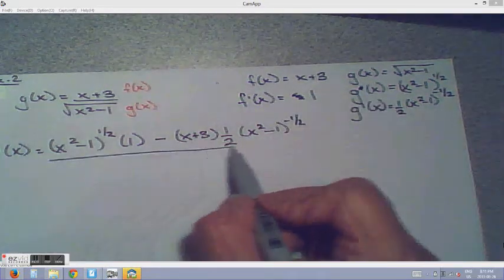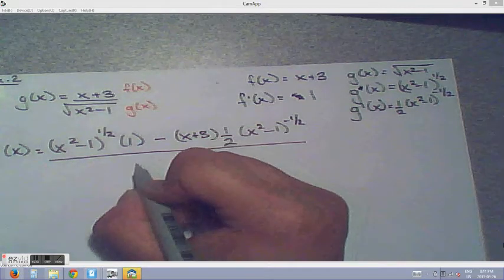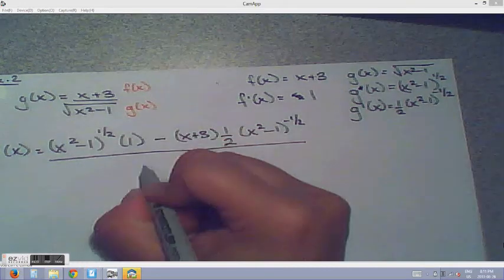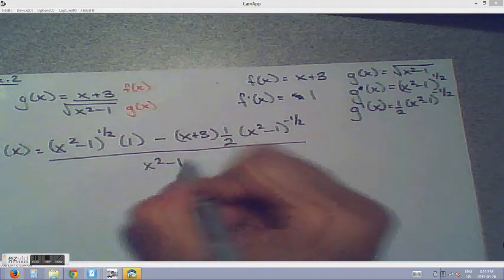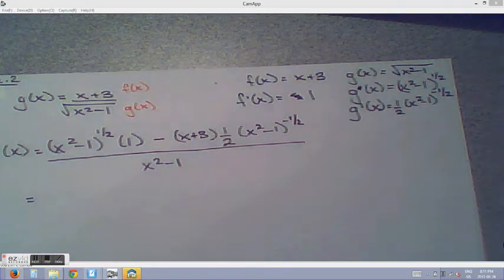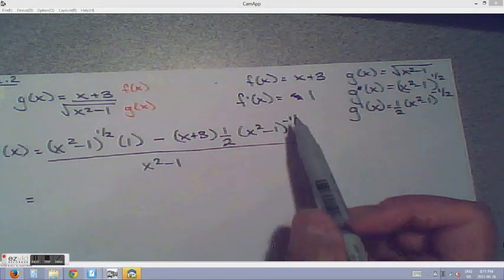Draw my line, low, low, which is, since it's a square root and I square it, it'll simply be x squared minus 1. Okay, so is there anything that I can cancel or factor out? Let's see.